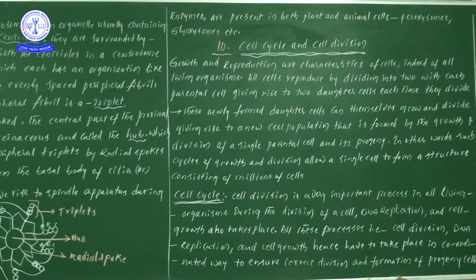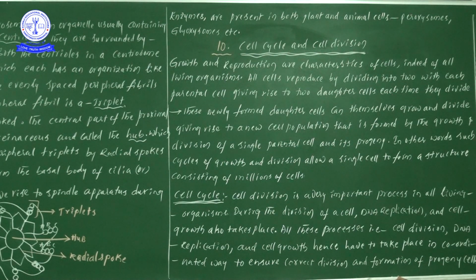Now in this introduction, growth and reproduction are the characteristics of cells, indeed of all living organisms. We can understand this clearly. Next, all cells reproduce by dividing into two, in which each parental cell gives rise to two daughter cells each time they divide.